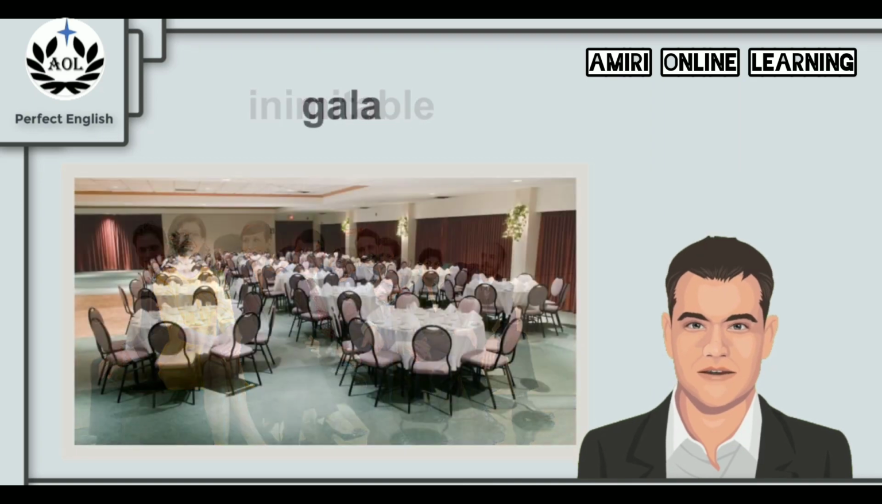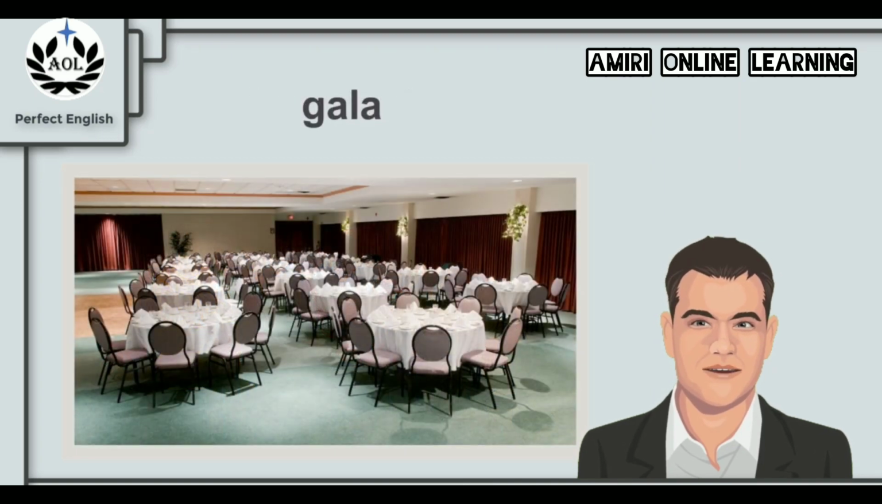And now for the next key word, gala. Now, if you look at the picture, we can see that it is taken from a kind of a restaurant, but it is not a normal restaurant. It looks like the chairs and tables were set there for a special occasion. Now, what does that have to do with the word gala?